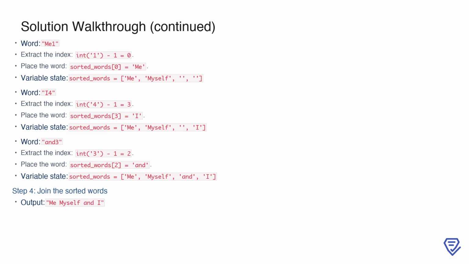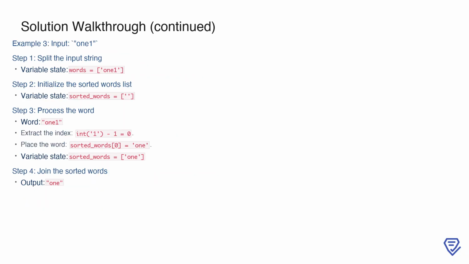Then, for "I4", the index is 3, leading to "I" being placed at the end of the list. Now, sorted_words becomes ["me", "myself", "", "I"]. Lastly, for "and3", the index is 2, so we place "and" at this position, completing the list as ["me", "myself", "and", "I"]. Joining these words with spaces gives the output "me myself and I".